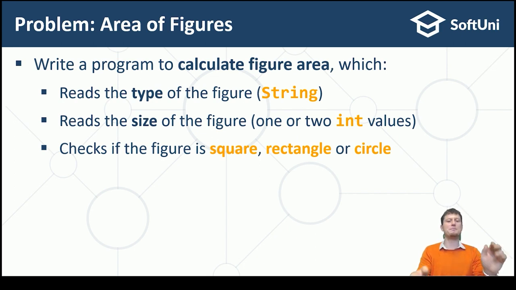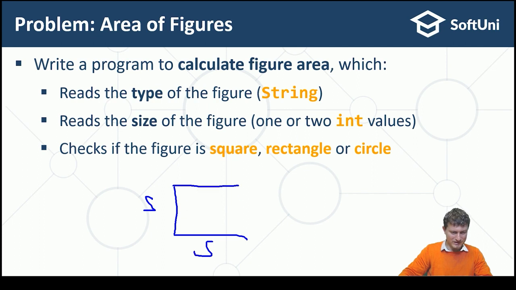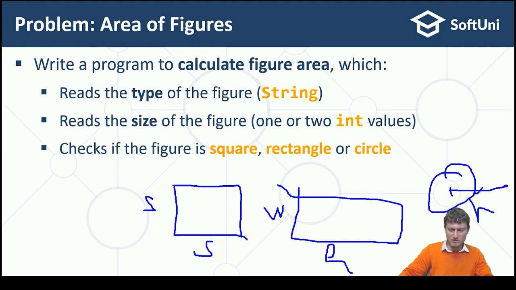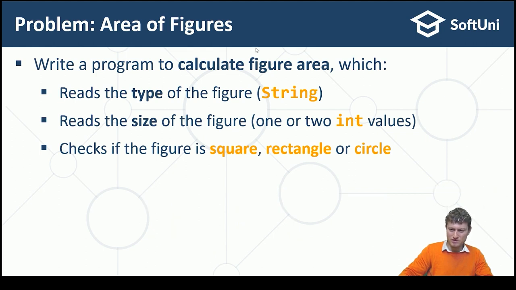So the figure might be square, rectangle, or circle. If it is rectangle, it needs to read the width and height, two integers. And if it is circle, it should read the radius. If it is square, it's the side. Okay, let's draw this. This S is the side of the square. If it is rectangle, it has width and height, for example. And if it is circle, it has the radius, this size.